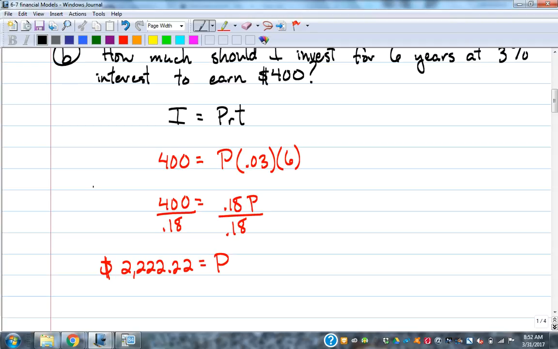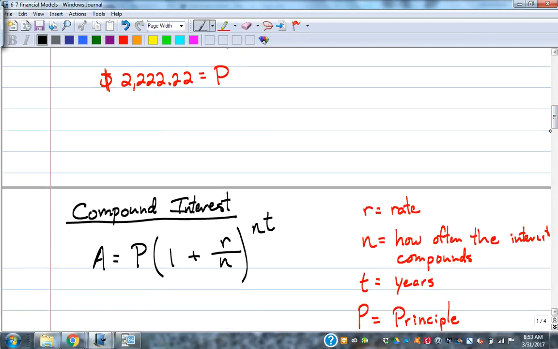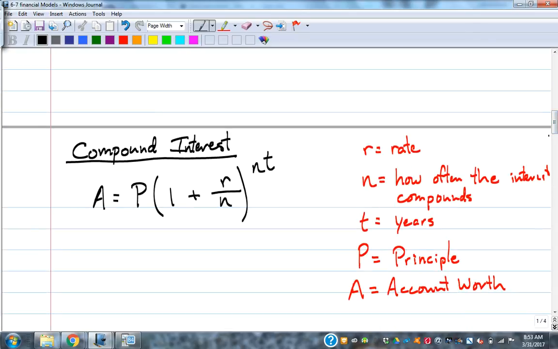Simple interest is not the way the bank does it. So you're not going to use that at your local bank in a savings account. They don't do it that way. They do compound interest, which is what we're about to do. I'll give you a chance to copy all that down. All right. Compound interest. A little bit more involved formula.